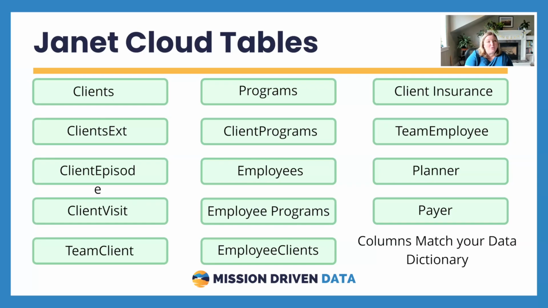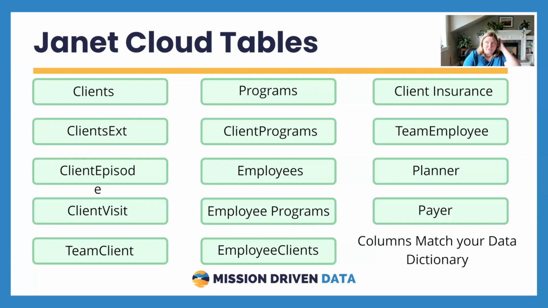But the cool feature of how we're pulling several of these tables is that we're using your data dictionary to find the column names you've renamed things to. So like in the clients table, if you have things in your data dictionary you've defined as different columns, we go ahead and match that column name to the column name in the data dictionary.